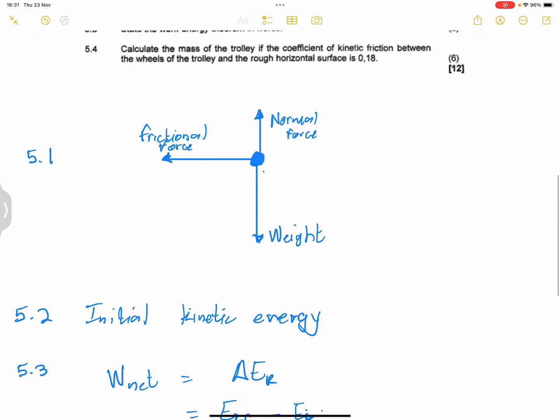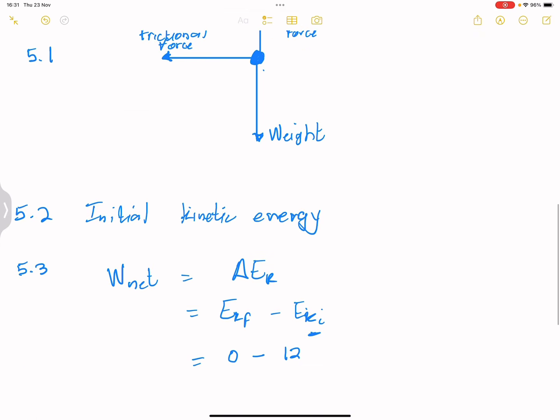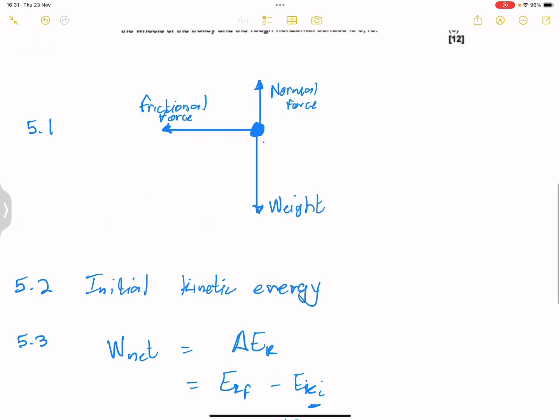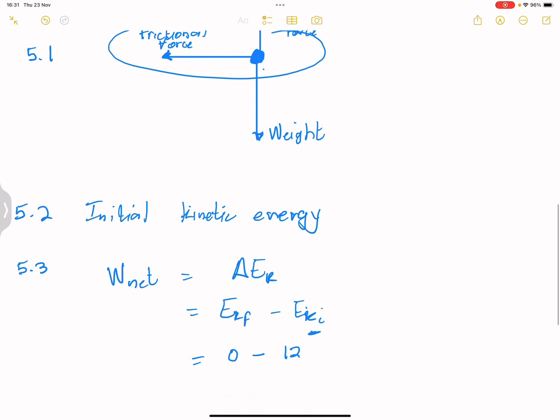And now let's talk about the net work done. Remember, this object is moving horizontally, right? So which forces are acting horizontally? That would be the frictional force. So this is going to be friction multiplied by delta x, multiplied by the cos of angle theta. Now remember, when we talk about the angle, we're talking about the angle between the direction of motion and the force in question, in this case being the frictional force.